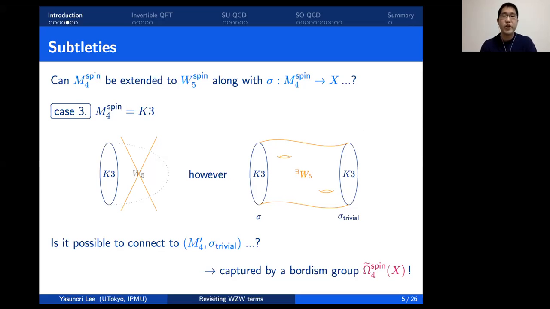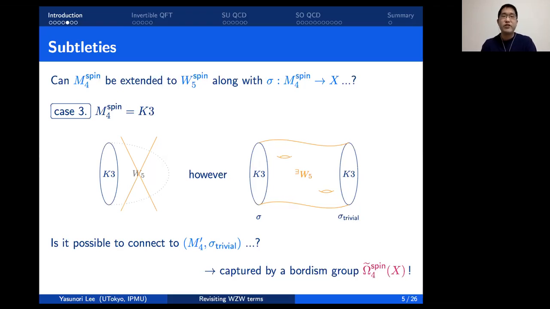However, there's a way out. The point is that the value of the Wess-Zumino-Witten term for trivial sigma configuration should be trivial. Then, for a given M4 equipped with sigma, if we can connect it to another four-manifold equipped with trivial sigma configuration, one can just define the Wess-Zumino-Witten term for spacetime M4 as an integral over this W5 times the Wess-Zumino-Witten term for this boundary, which is trivial, since the sigma configuration is trivial on this side.